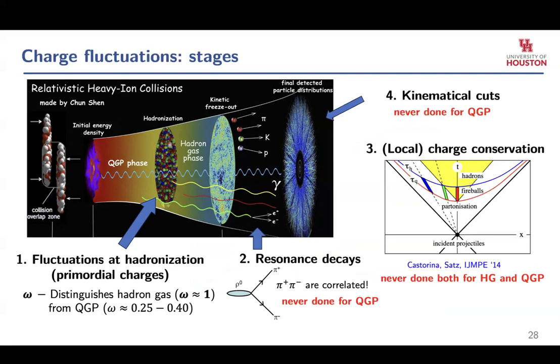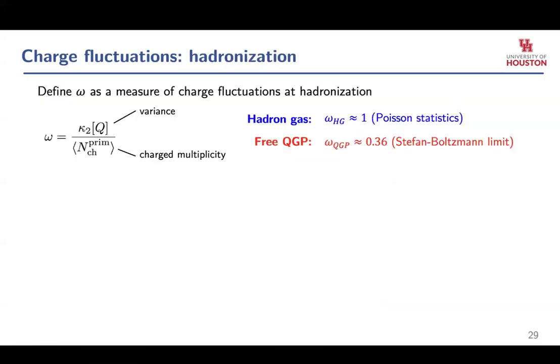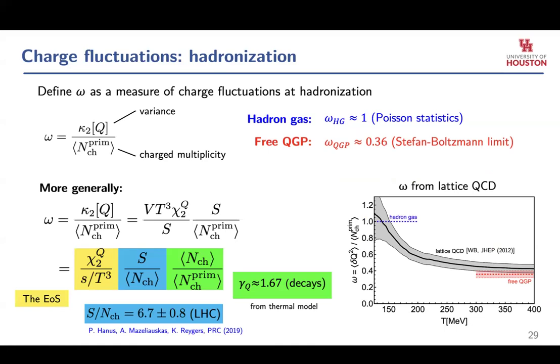So what we do here is that we not only stop at hadronization as before, we also incorporate correlations in the hadronic phase, which arise because of resonance decays. We incorporate local charge conservation because we want to see whether it's QGP or some local dynamics which have nothing to do with QGP, just that particle-antiparticle pairs don't go too far away. And then kinematical cuts as in the experiment. So this is how the conversion takes place. We have this observable at hadronization, charge variance divided by charge multiplicity.